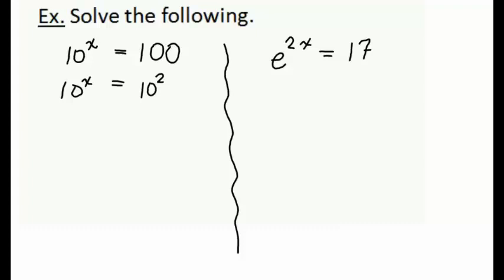But let's work through the procedure so you can see exactly what's happening for cases where it's not easy to rewrite this right-hand side as a power of the base that's on the left-hand side. The idea is, because 10 is our base, we're going to take the logarithm base 10 of both sides.